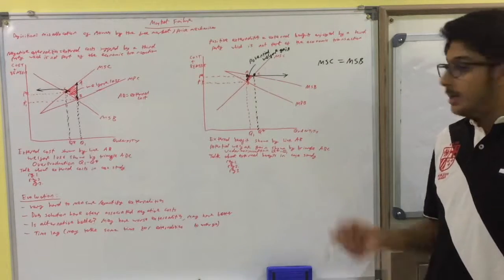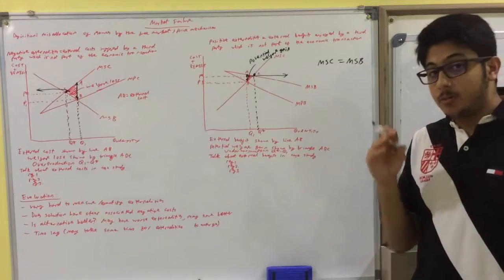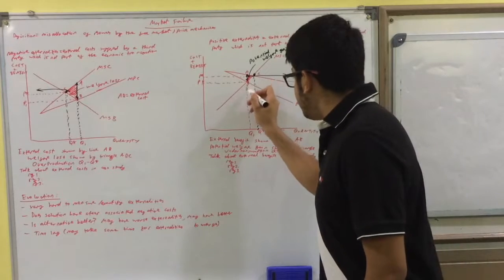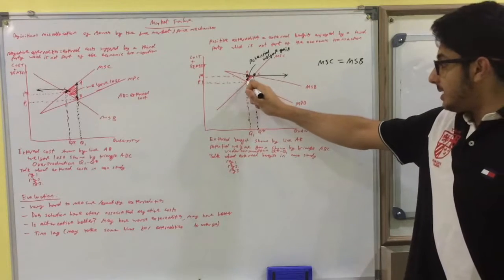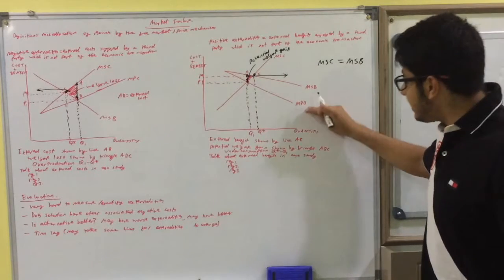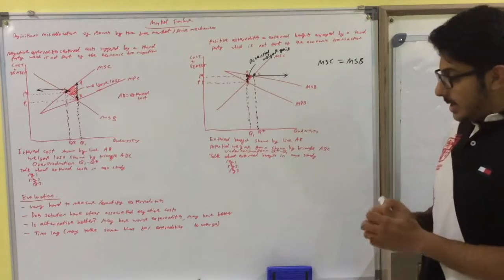For positive externalities, MSB intersects with MSC here, so that's the socially optimal quantity. Under consumption means the market equilibrium quantity is going to be below the socially optimal, where MPB is equal to MSC, where they intersect. So then you'll know that this is MPB and this is MSB. Right? So now evaluation.